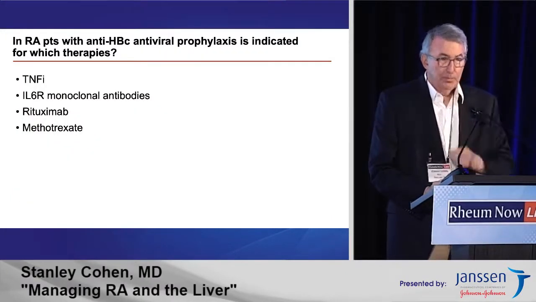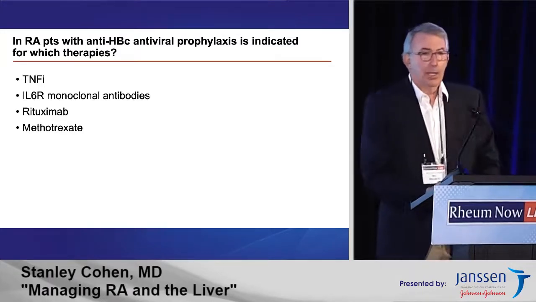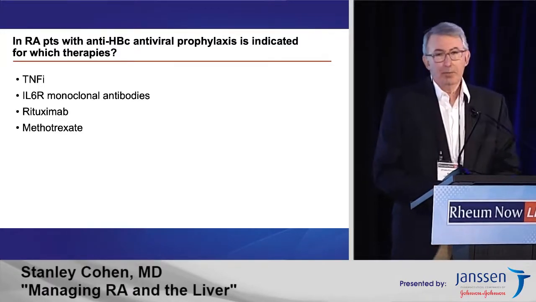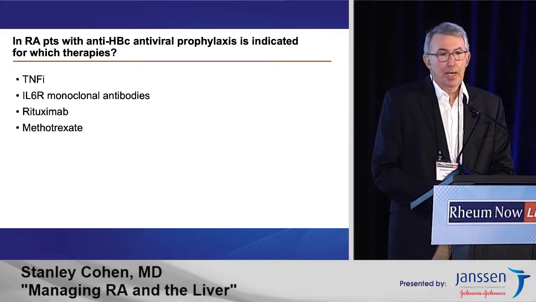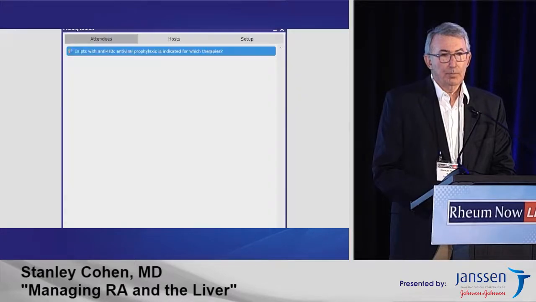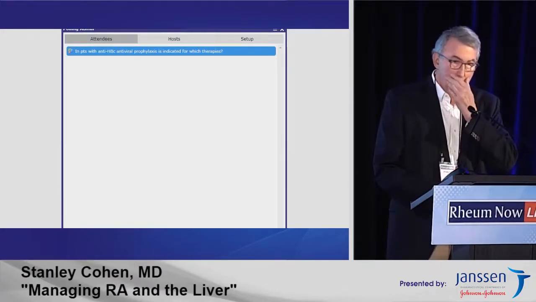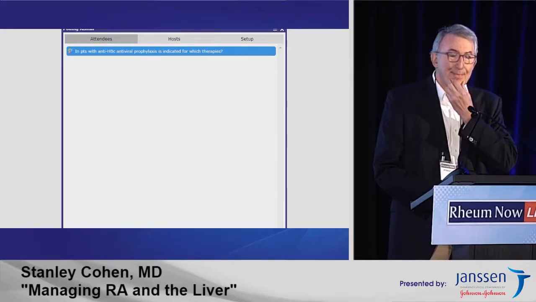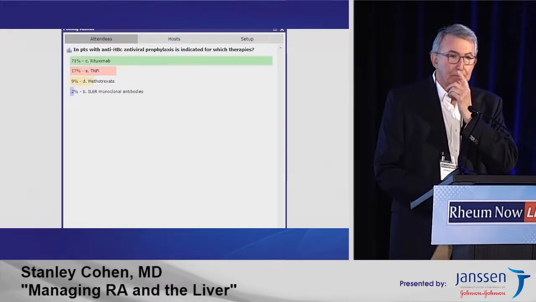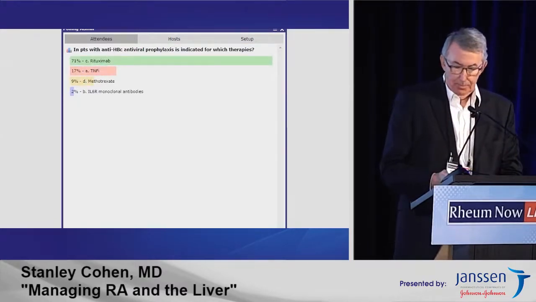So already one more question. In RA patients with hepatitis B core antibody positivity, antiviral prophylaxis is indicated for which therapies? TNF inhibitors, IL-6 monoclonal antibodies, rituximab, or methotrexate? So coming up on 70, 80 people: 75% rituximab, 16% TNF, 9% methotrexate, and 2% IL-6. All right, thank you.